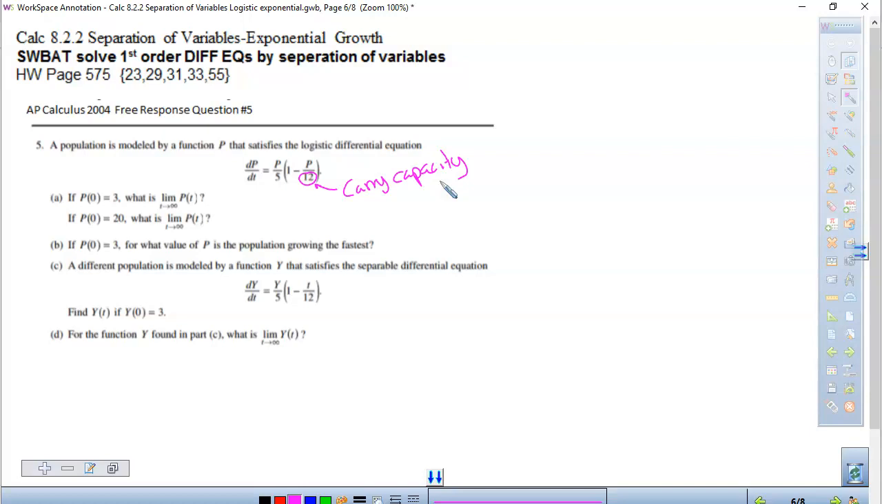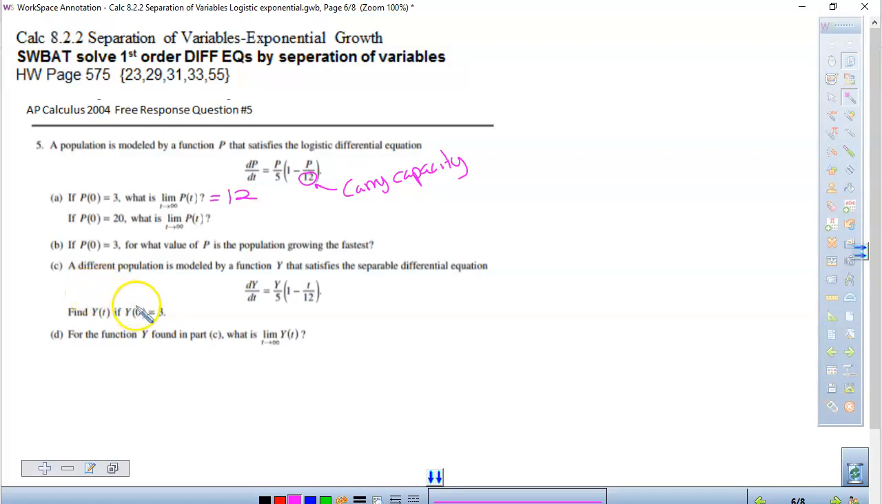Question A: if the population at time 0 is 3, what is the limit as time goes to infinity? In other words, where is this thing going to head out to? Does it matter that there's a 3 there? What if it were 14? It's still 12. What if it were 100? It's still 12. Why is it 12? Because 12 is the carrying capacity. It's the long-term equilibrium value of the population.